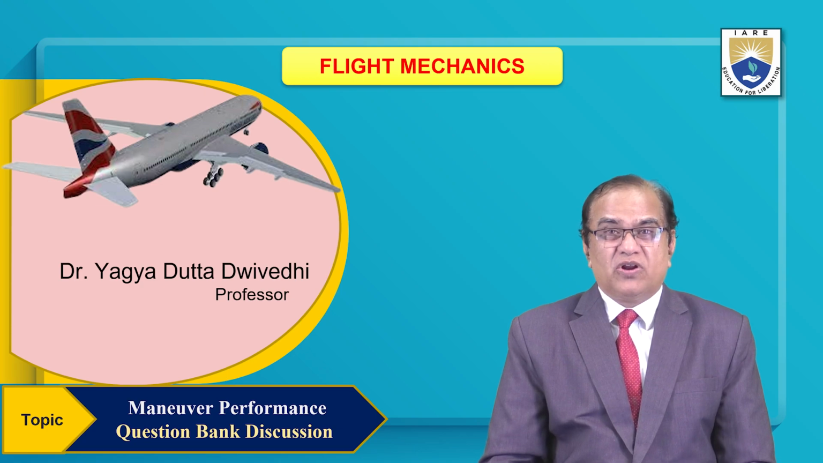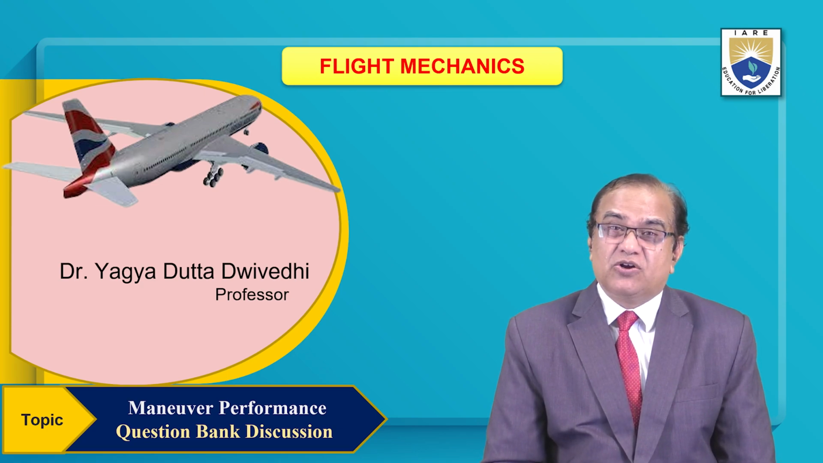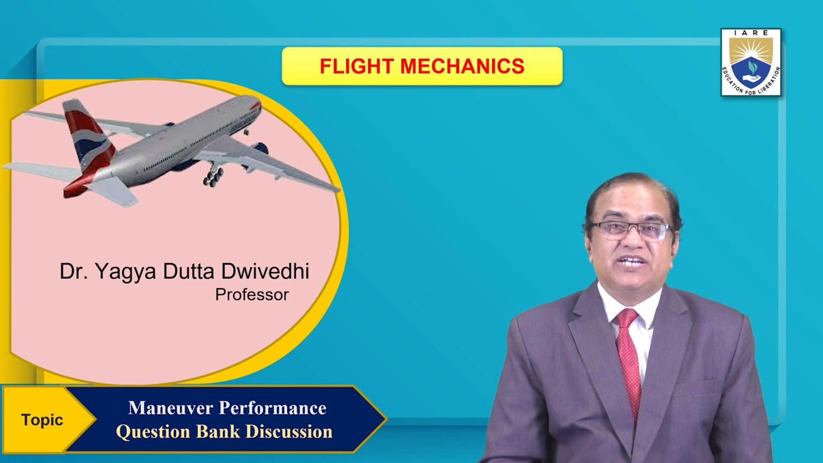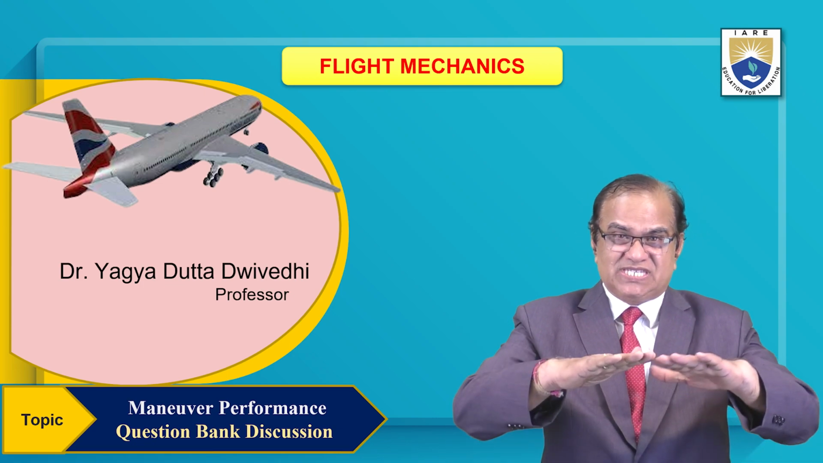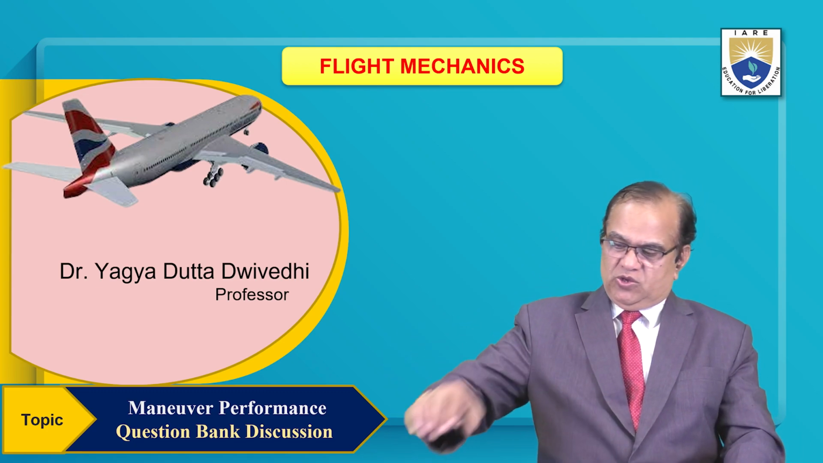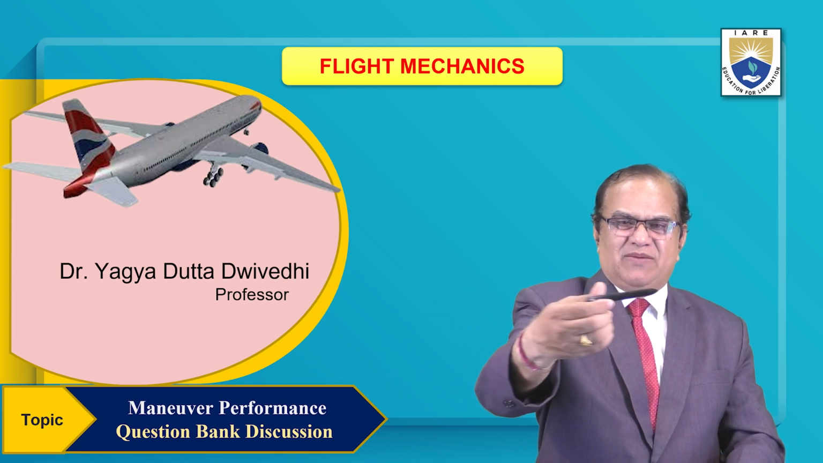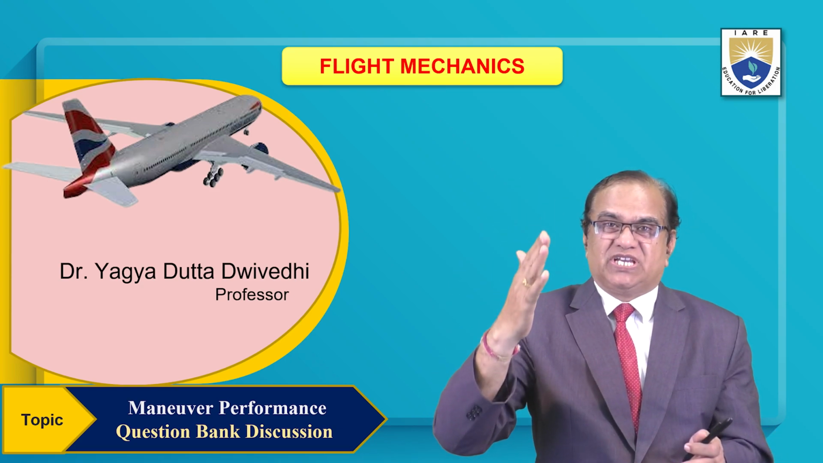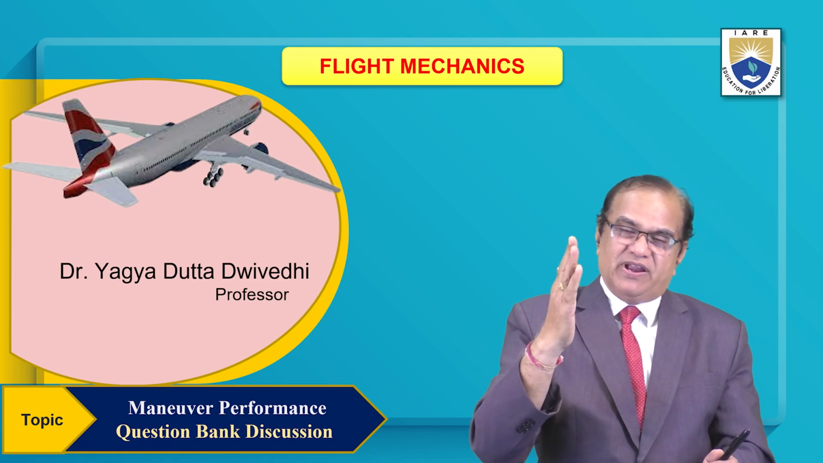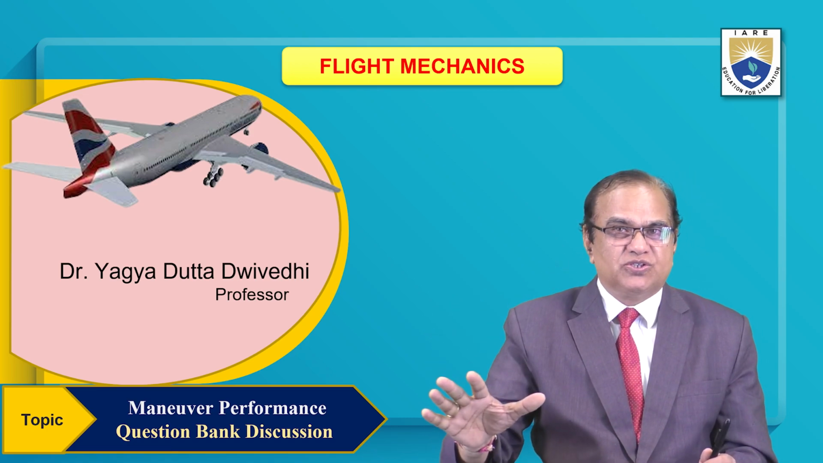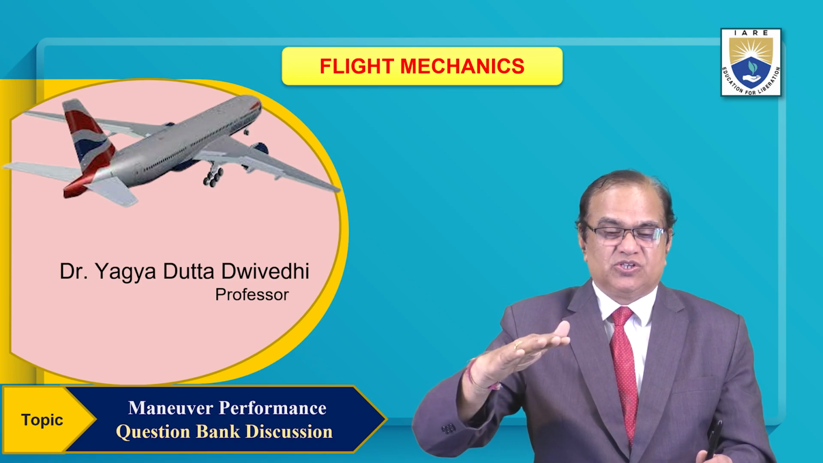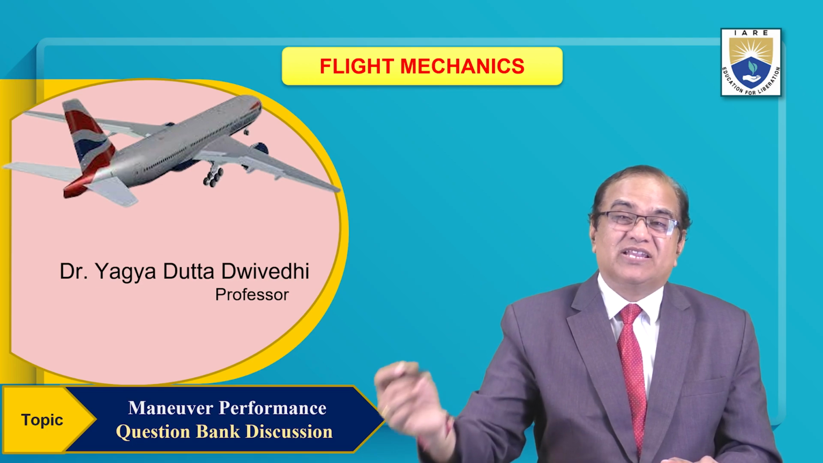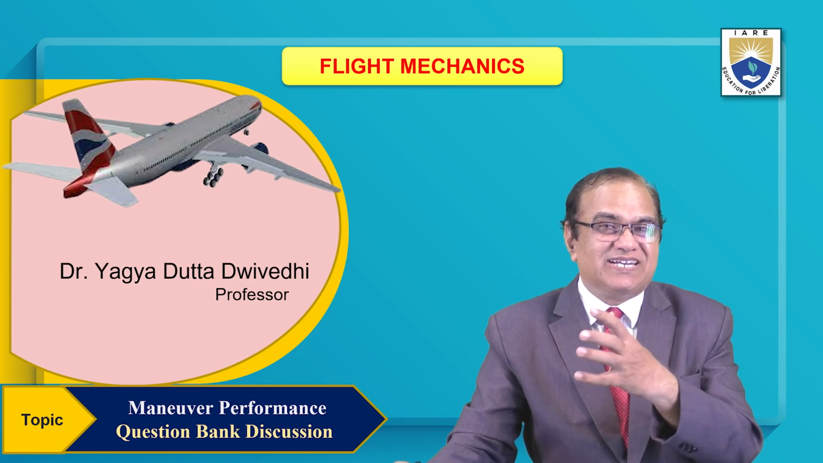In module number 4, we have the turning flight, that is coordinated turning, which is in the same XY plane. Your aircraft is turning in the same XY plane. It is not going up or down. There is no pitching. Only the rudder and the ailerons are used, no elevators are used. So the aircraft is just turning in the same plane. That is called the steady coordinated turn.